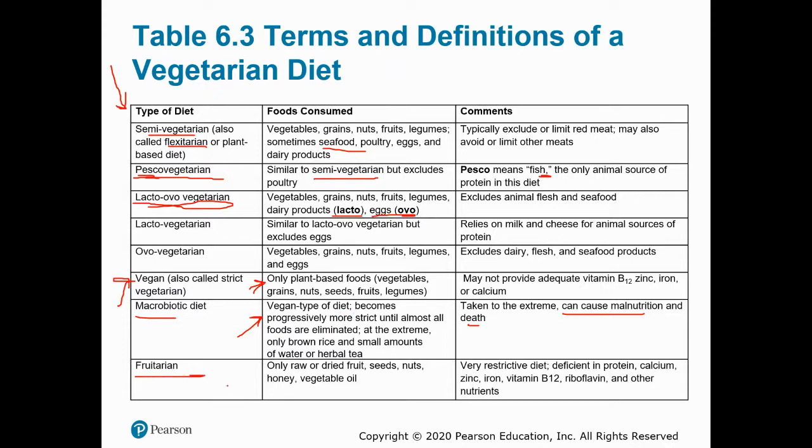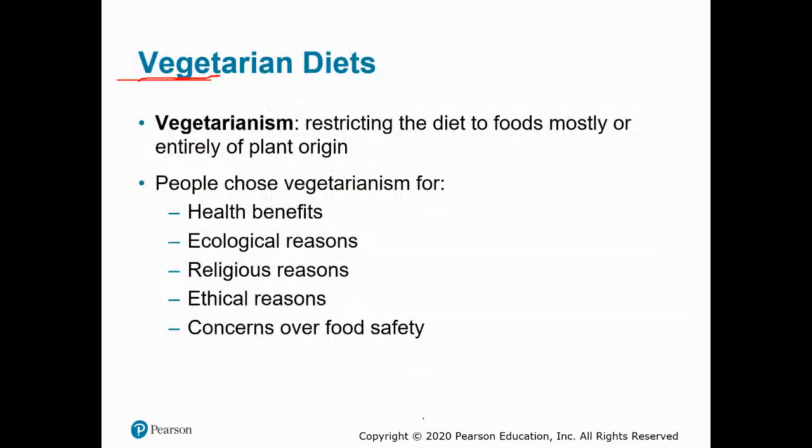And then fruitarian is very interesting. I have known some people personally who follow a fruitarian diet, and they do well. It can be worth supplementing if someone's following a fruitarian diet, because particularly B12, iron, zinc, and riboflavin can become pretty low. It's where they literally only eat the fruit portion of the plant.